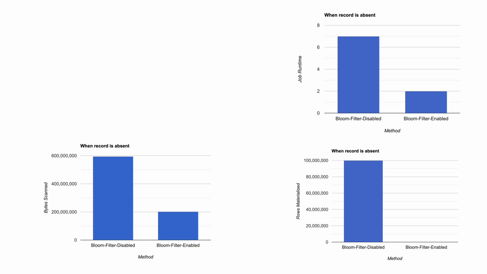So this is how the variation in the job runtime looks like. From 7 seconds, it drops to 2 seconds. We have bytes scanned, which is now close to 200 megabytes. This is because we have 96 megabytes of Bloom filters in one file. So if you multiply by 2, that's 192 megabytes. And that is the only data which is scanned.